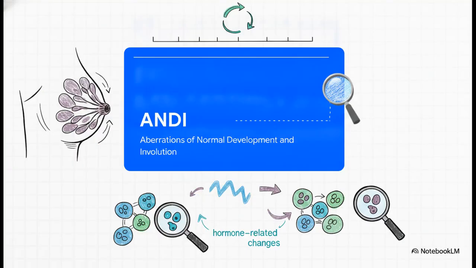To truly wrap our heads around benign breast disease, we actually need to ditch old, confusing terms like fibrocystic disease. Seriously, toss it out. Instead, we're embracing a much more modern physiological framework called ANDI, which stands for aberrations of normal development and involution. The key takeaway here is that most of the benign disorders we see in the clinic aren't actually independent diseases at all. They're really just simple variations or aberrations of normal, cyclical hormone-related changes in the natural life cycle of breast development.